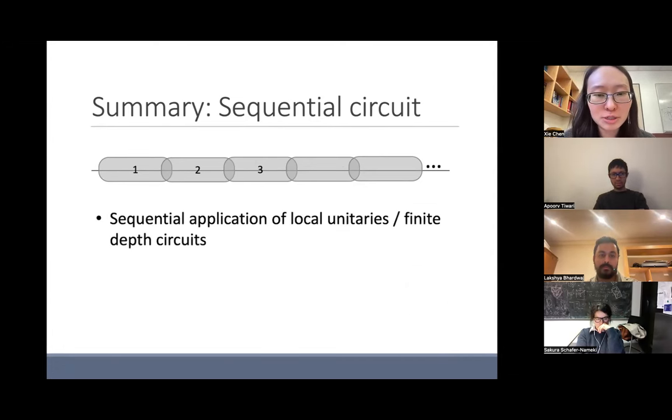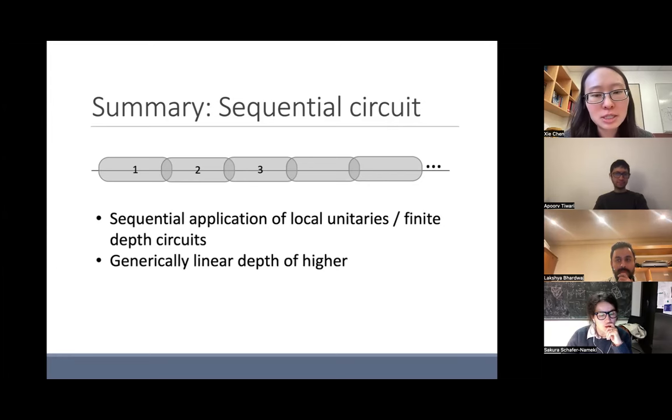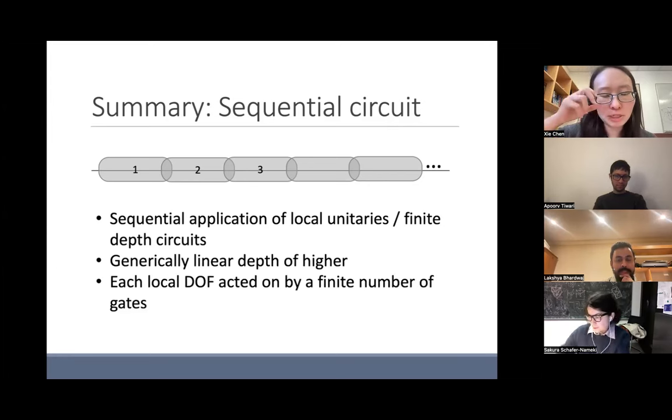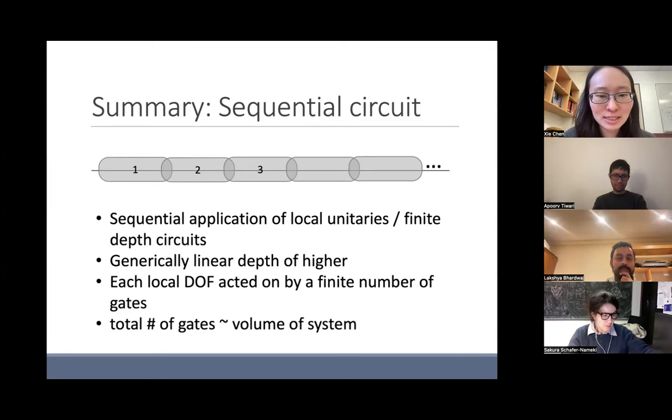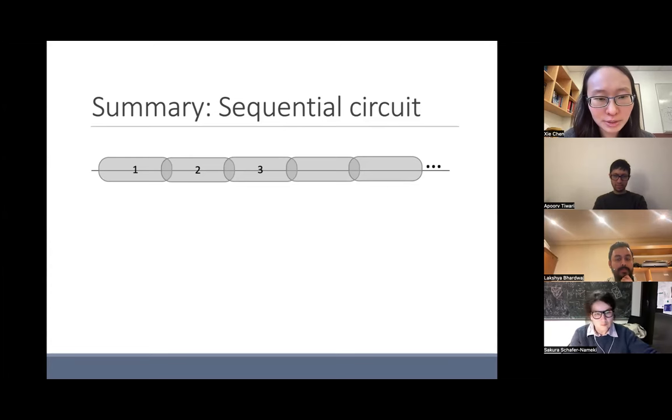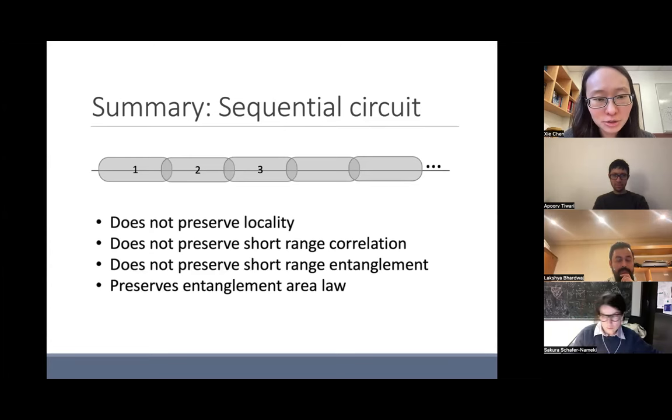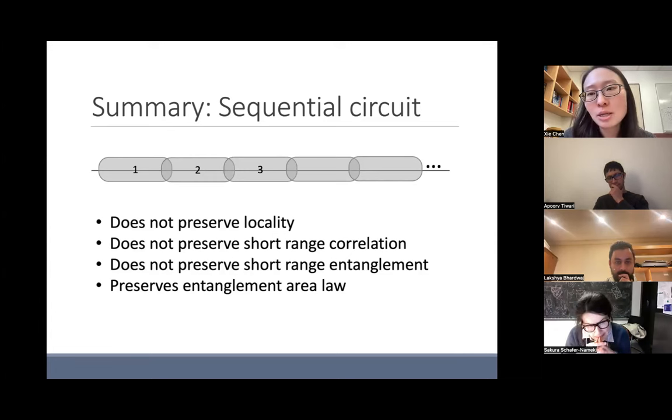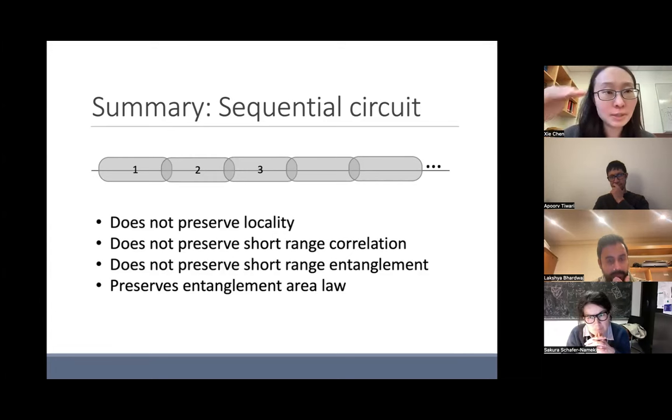But the way we define a sequential circuit is that there's some sequential application of local unitaries such that each local degree of freedom is acted upon by a finite number of gates. And the consequence of that is that the total number of gates goes with the volume of the system, but also that the circuit preserves the entanglement area law. So that's the most important part. That's why we can talk about finite depth quantum circuits, then we can talk about sequential quantum circuits, and we don't need to worry about anything in between. So it's like a discrete level structure when we want to talk about gapped things.